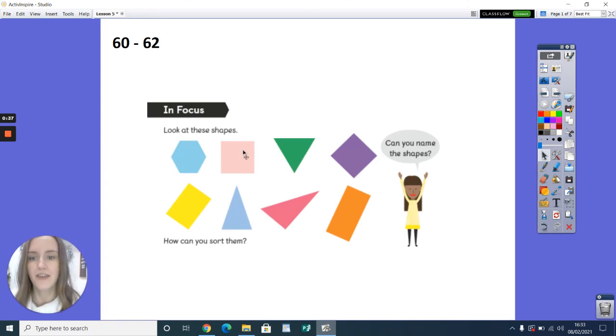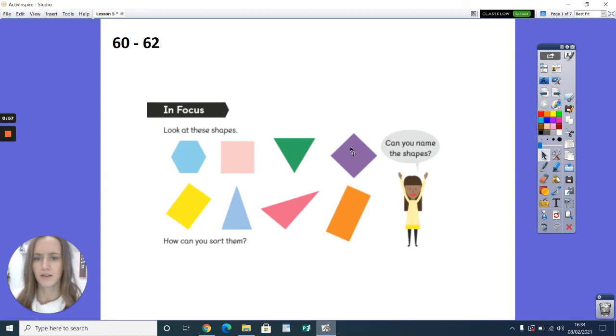Well done. This shape is a square. It's got 4 sides and they are all the exact same length, and it's got 4 vertices, 4 corners. This shape's a nice and easy one. It's a triangle. Tri means 3. It's got 3 vertices and 3 sides.